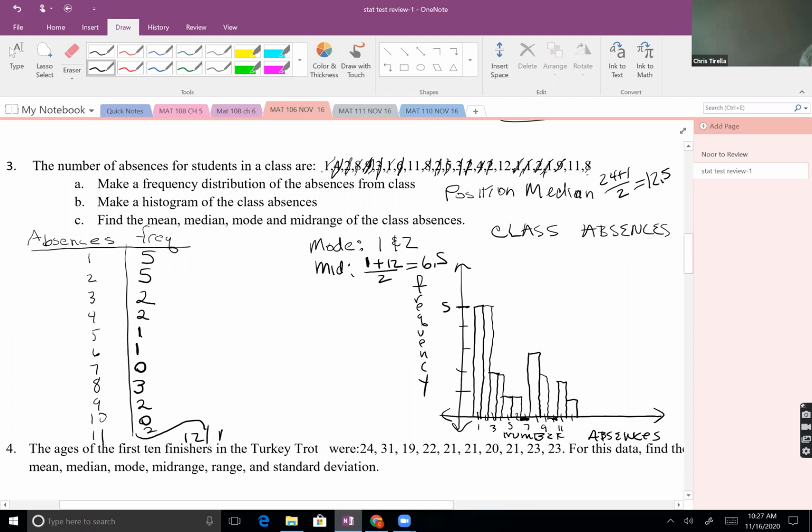Putting the data in order, I have 1, 2, 3, 4, 5 ones. I have 5 twos. I have 2 threes. That's my 12th number. I have 2 fours. And so 1, 2, 3, 4, 5, 6, 7, 8, 9, 10, 11, 12. Is everybody all right? Halfway between my 12th and 13th numbers, my median would be 3.5.